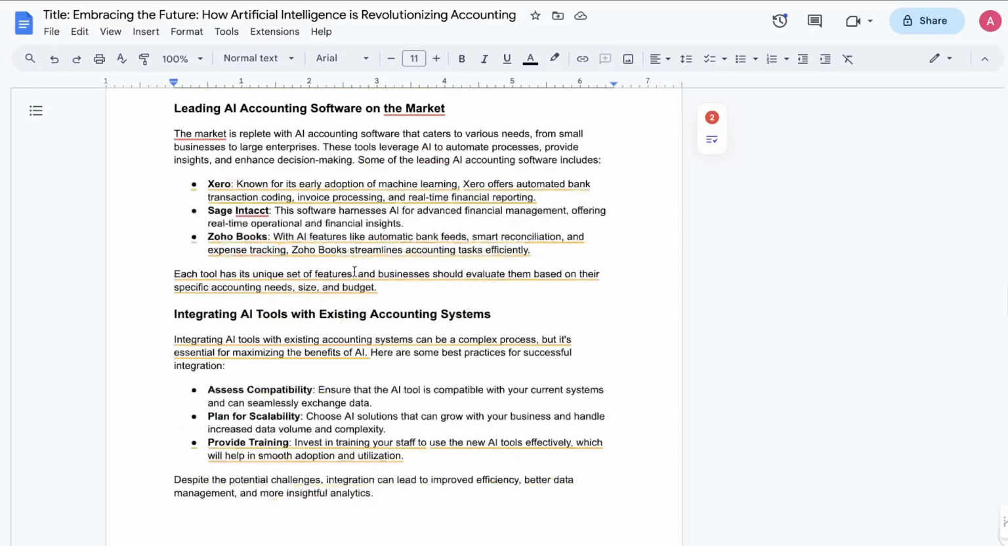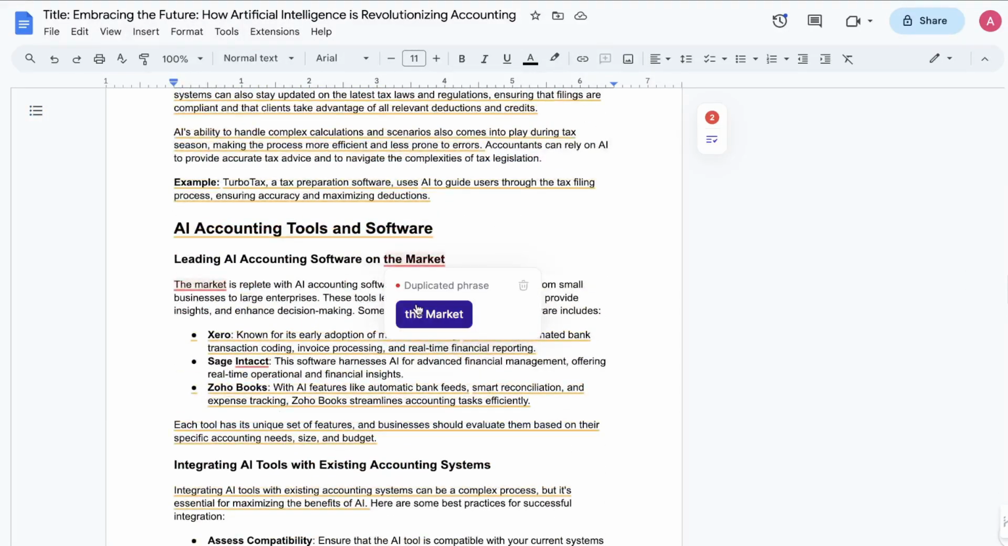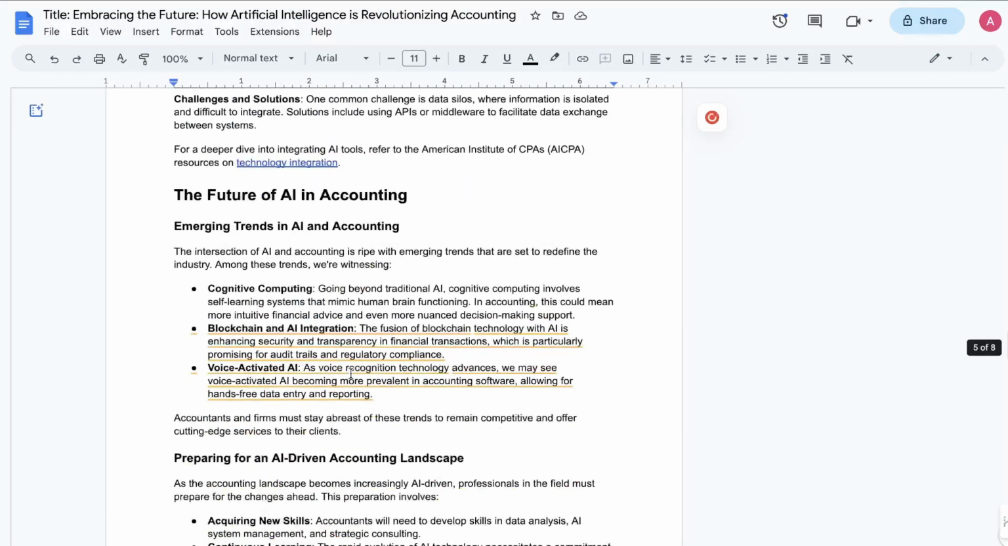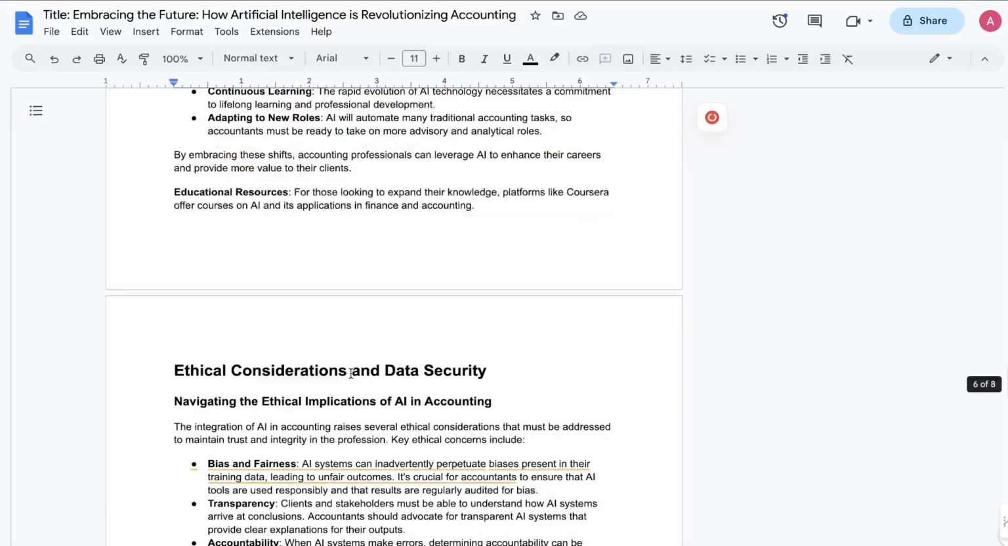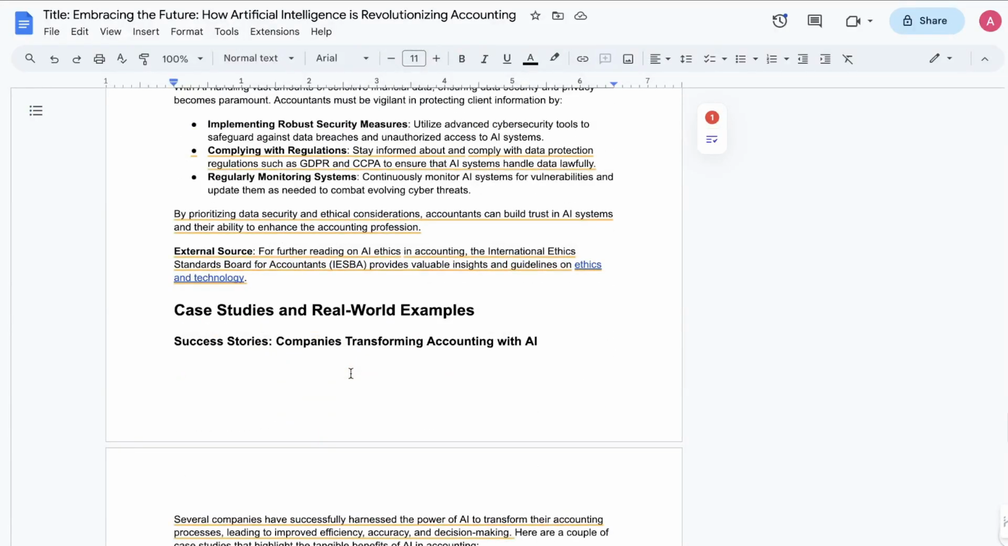But as you scroll through the actual article, you see that they do include lists when it talks about AI accounting tools and so on. So they do have a fairly good mix of lists and content. And I think overall, it's a very well done article.